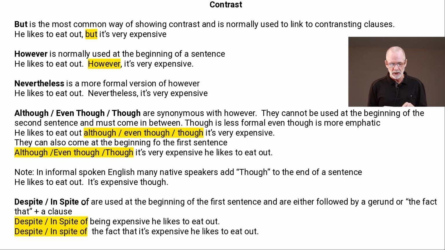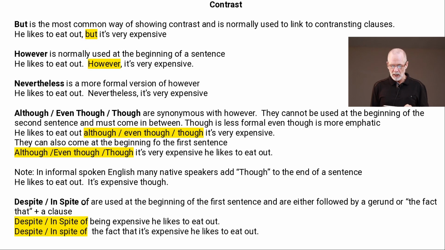And the first one is "but". "But" is the most common way of showing contrast and is normally used to link contrasting clauses. So that means two verbs in the same sentence. So for example, he likes to eat out, but it's very expensive. So "but" is joining the two clauses together and we have a comma before "but".